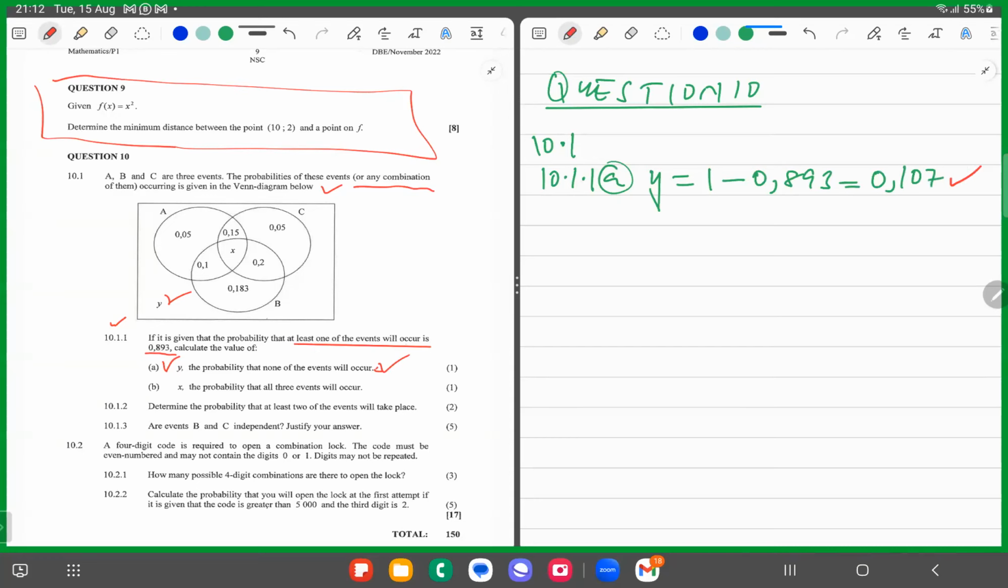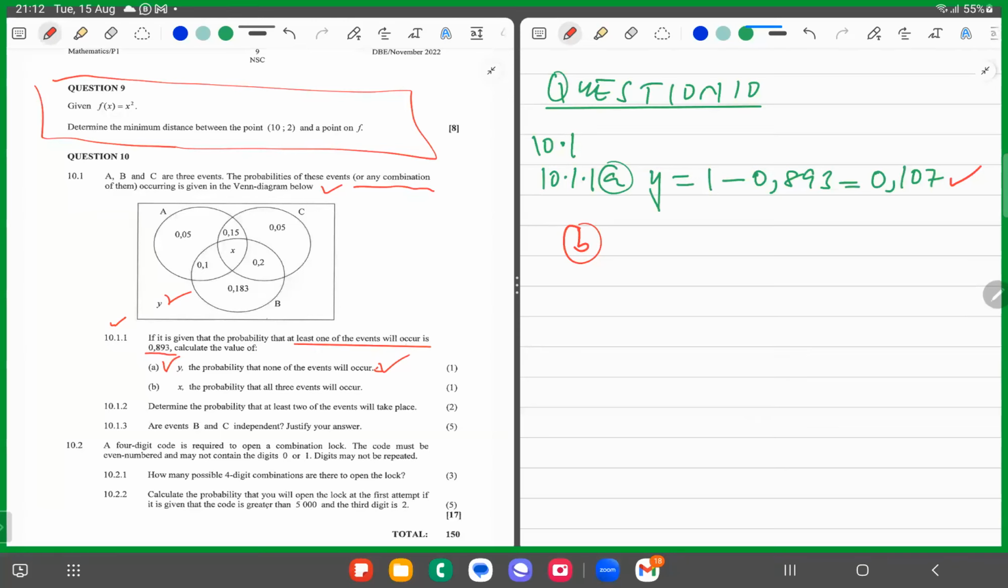It's 1 minus the probability of at least one occurring. Right, so just note that. Now next, we look at the B part: the probability that all three events will occur.